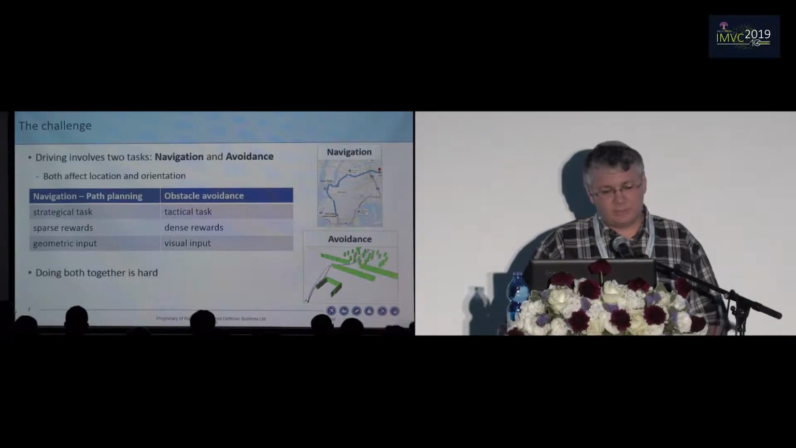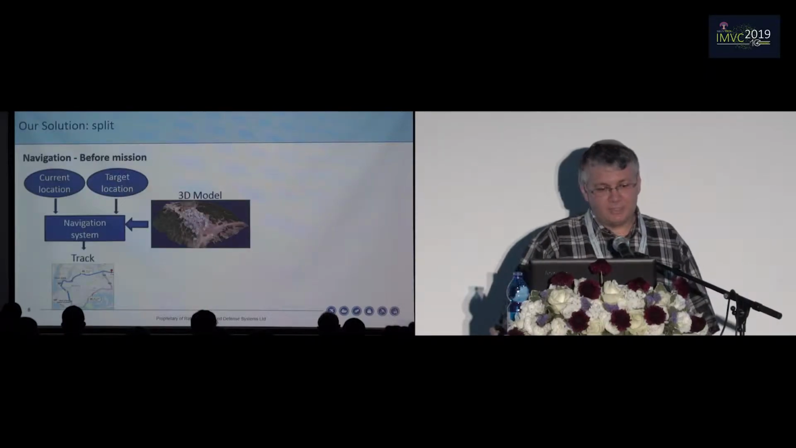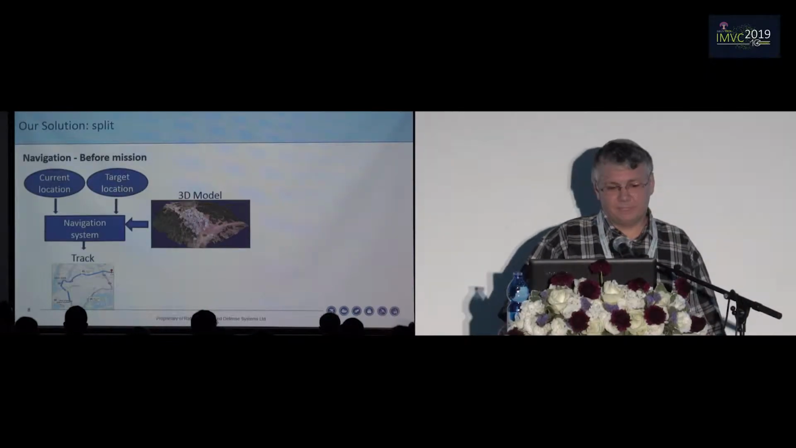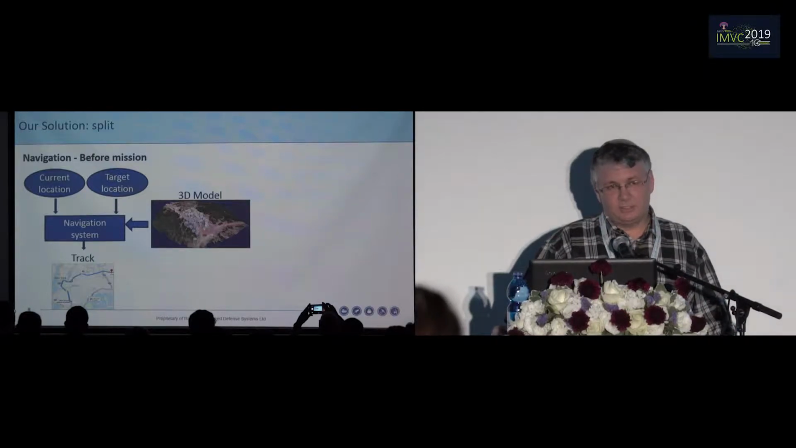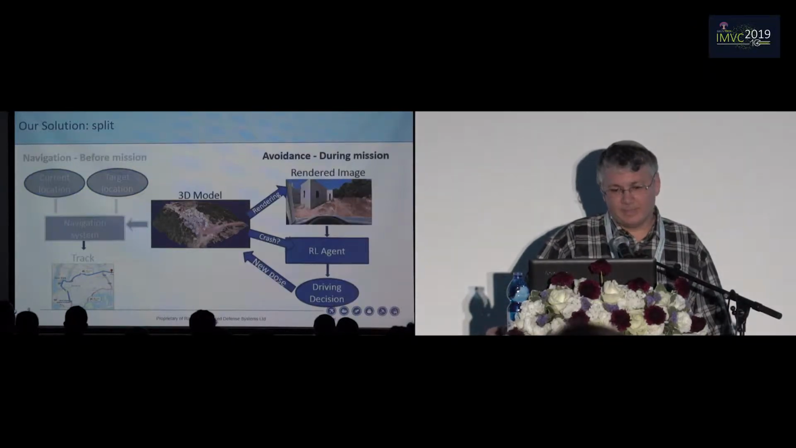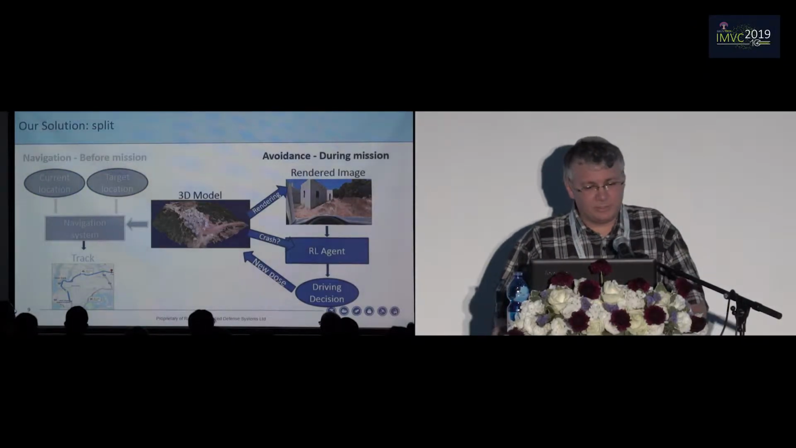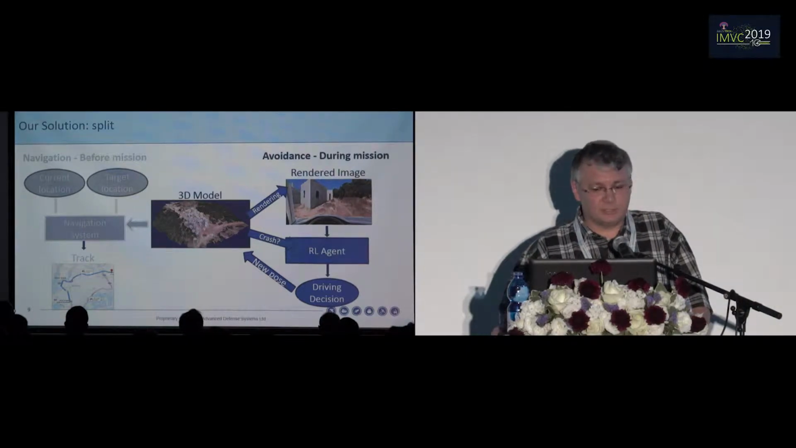And we found that doing both together is very hard, so we split. So we have two systems. The navigation, the path planning, happens before the mission. Its input is the target location and the current location. It uses the 3D model geometry, and it produces as an output a track. The interesting part, the reinforcement learning part, is the obstacle avoidance system. This happens during the mission.